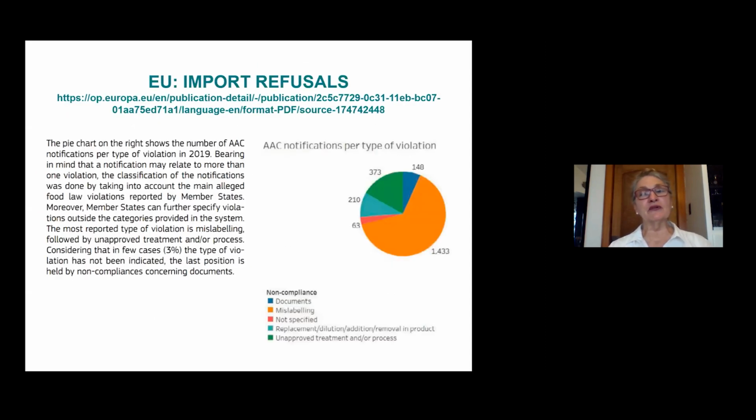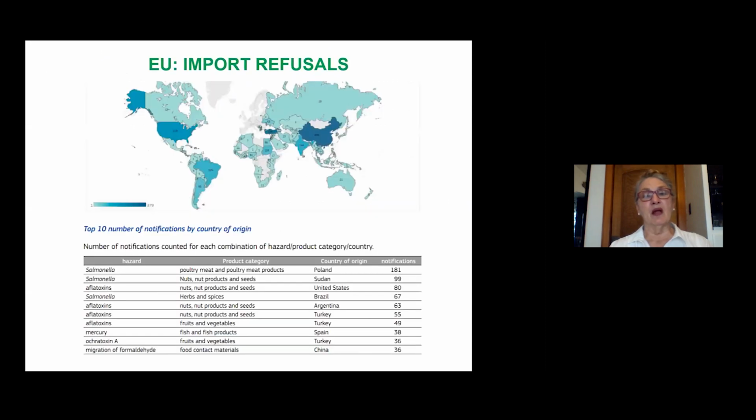The EU import refusals, you will see that most of the time mislabeling is an issue, documents, and unapproved treatments and processes happen. So that's kind of a violation of how it's divided up. And you will see the top number of notifications of the country of origin, salmonella, aflatoxins, mercury, formaldehyde. These are hazards that we are seeing more and more of.